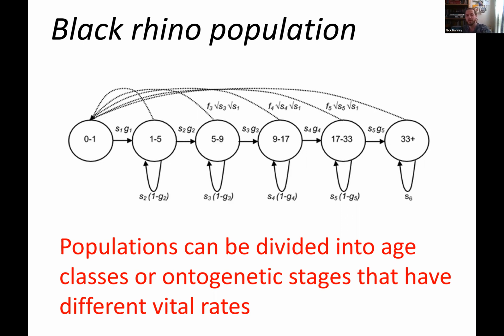And then above 5, we have these three reproductive life stages where death rates and reproduction rates are similar: 5 to 9, 9 to 17, and 17 to 33. And then we have one post-reproductive life stage, which is older than 33. So individuals survive past that, but they don't often breed. So we split our population up here into different groups based on similarities in vital rates.